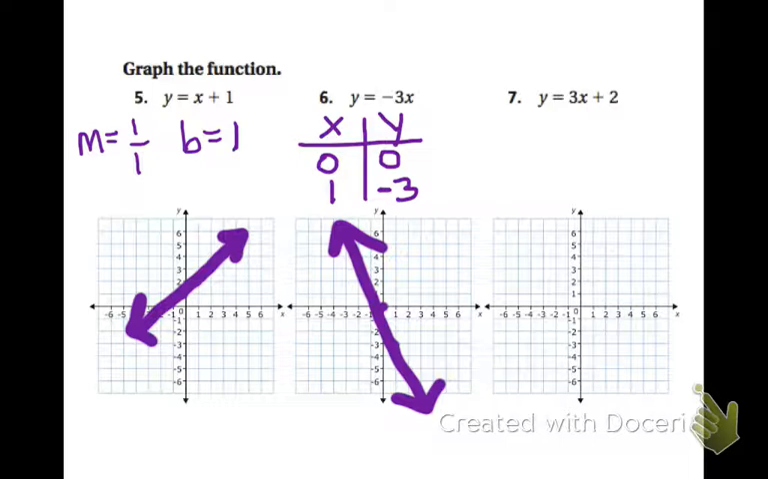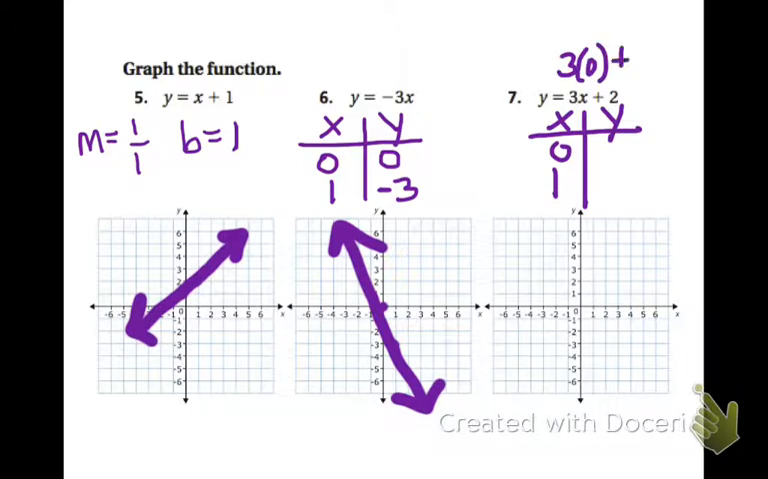Finally, making a table, x, y, so 0 and 1. I'm sorry, I was doing the first one. So if we do 0, we do 3 times 0 plus 2, so we would get an output of 2. Then the second one, 3 times 1, which is 3, plus 2 gives us an output of 5.